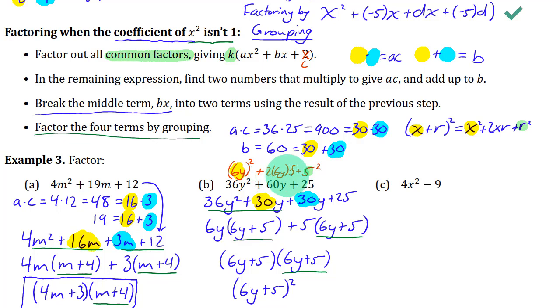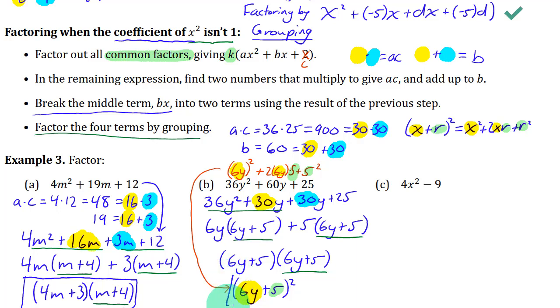And 2 times 6 times 5, yeah, that makes 12 times 5 is 60. So this is actually in this format, where we have the x squared plus 2xr plus r squared. So if you can see that's what you have here is x squared plus 2xr plus r squared, you can just go straight from there to writing it as (x plus r) squared.